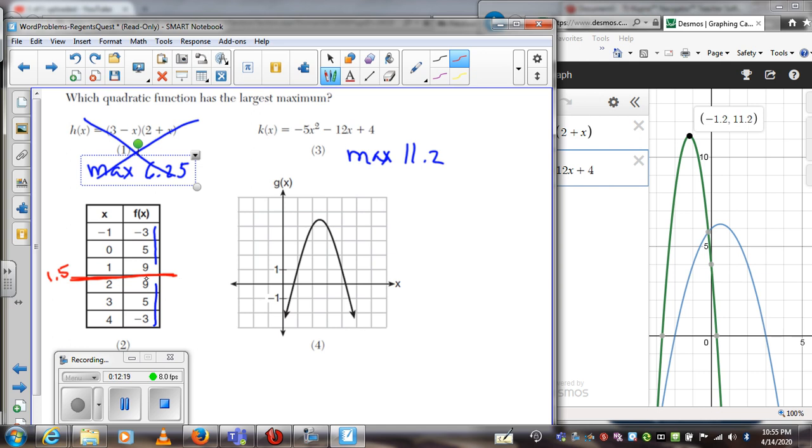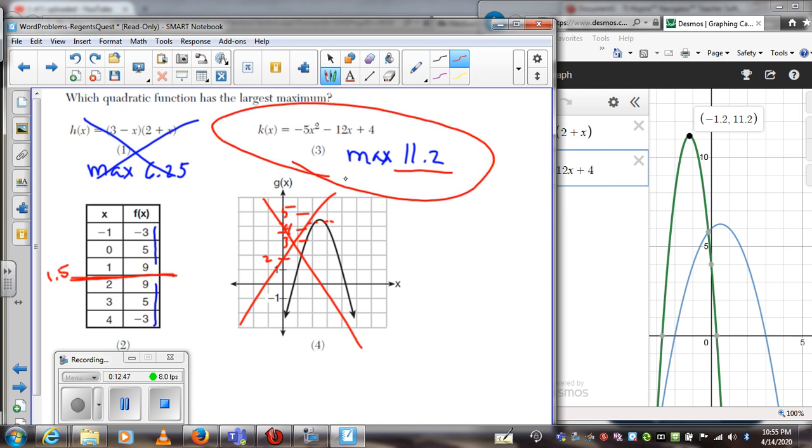Now I don't know what the biggest height would be, but it is bigger than 9. My guess is that it's not going to be bigger than 11.2. Let's look at choice 4. Alright, so that's going to be somewhere between 4 and 5. So if that's somewhere between 4 and 5, it's not this choice. So I'm going to say that my max value is going to be choice number 3.